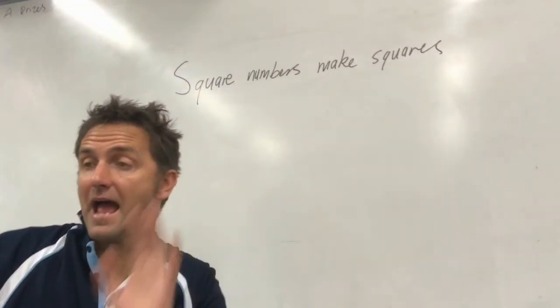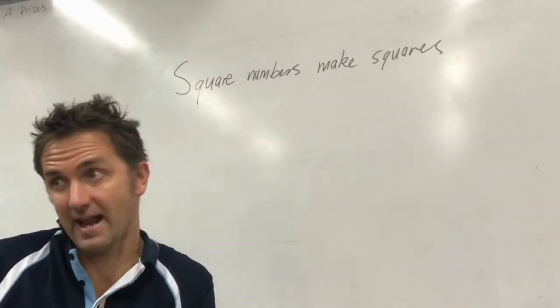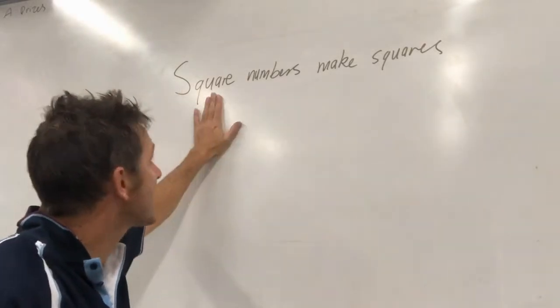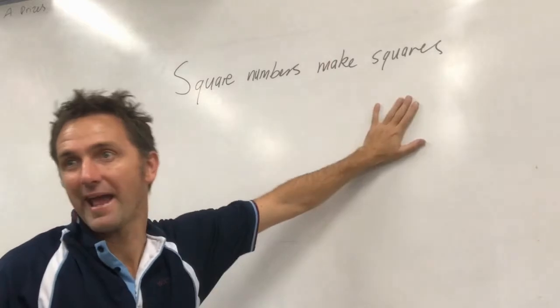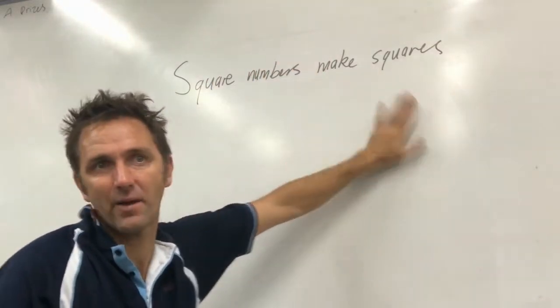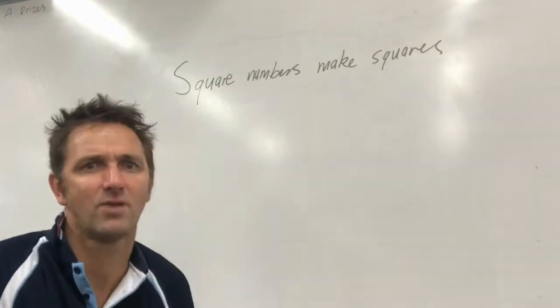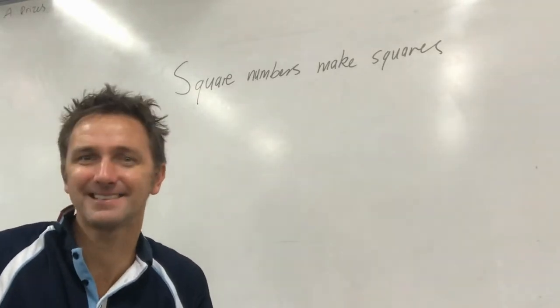Okay, let's start off at the beginning. I'm going to show you some stuff, and you're just going to copy it down as well. Basically, square numbers make squares. Write that down. Square numbers make squares. It's not a title, just write it down on the page. Taking notes.